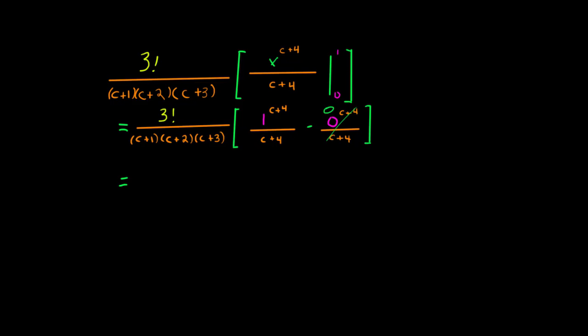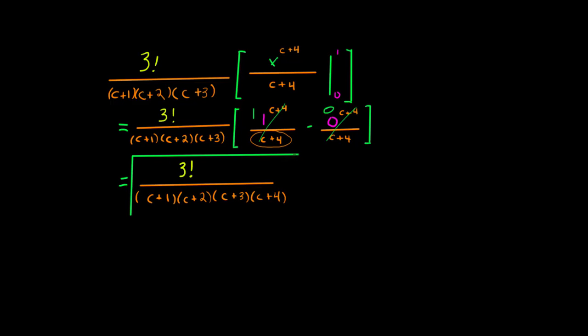And this is going to equal then 3 factorial over what? Well, that 1 to the c plus 4 is also going to just equal 1. The c plus 4 survives there in the denominator, so I get c plus 1 times c plus 2 times c plus 3 times c plus 4, all in the denominator of this final expression. So let's put a box around that.